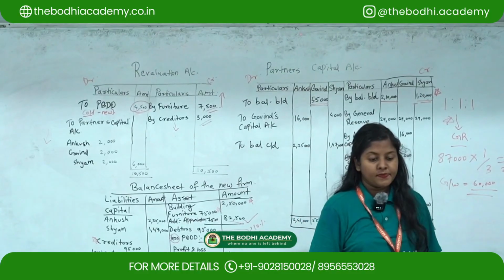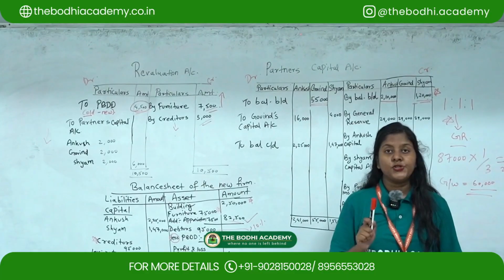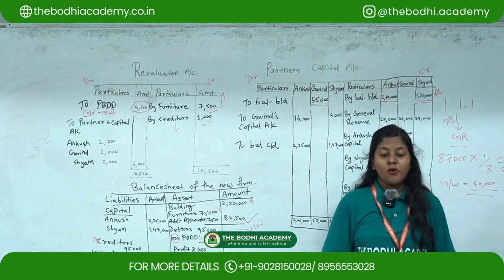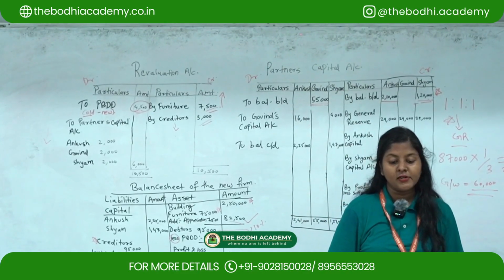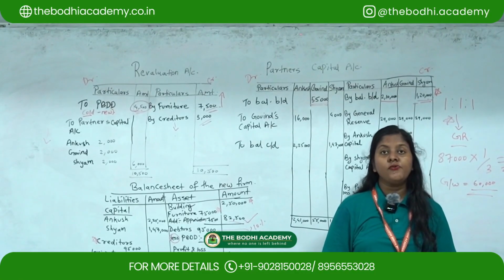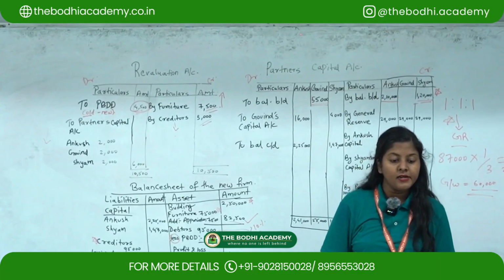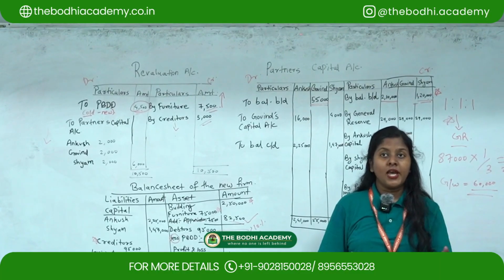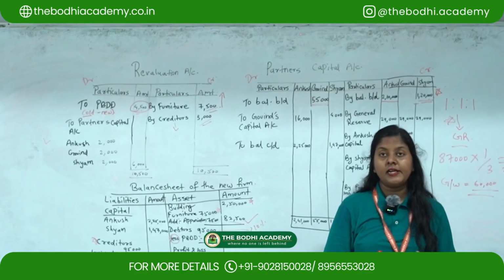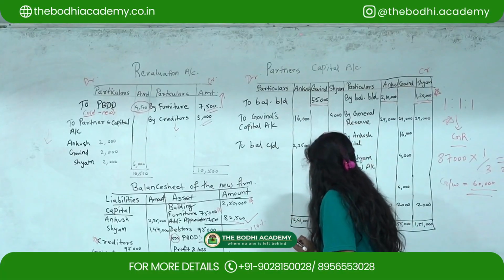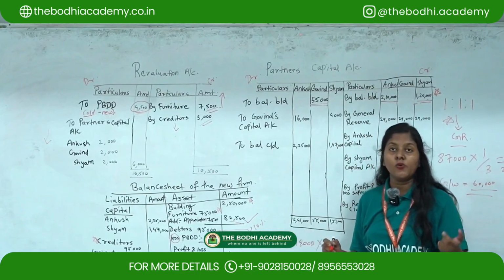Then the fourth adjustment they have given is that the retiring partner is to be given his share in the profit of the business from the date of the last balance sheet to the date of retirement on the basis of the profit of the year 21-22, which amounted to 48,000. Now here Govind has retired, and Govind's share of profit till the last date of the year amounts to 48,000. So what I am going to do is take 48,000 multiplied by Govind's share.